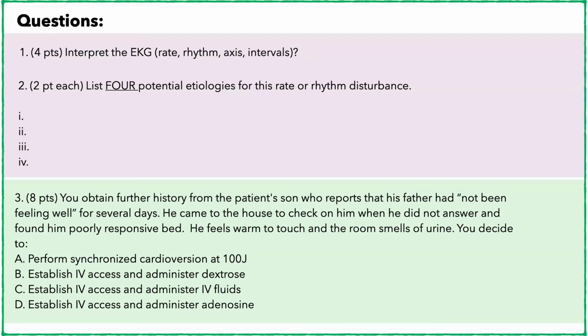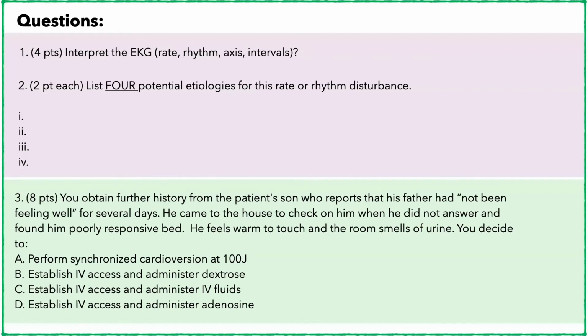So they have their lower level questions, which is simply interpretation of the EKG. Then they have to think of potential etiologies for the rate or rhythm disturbance, right? And then it ends with actually having to make a treatment decision.